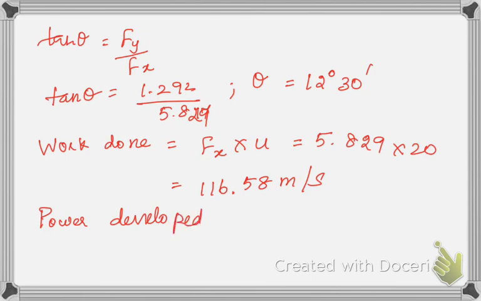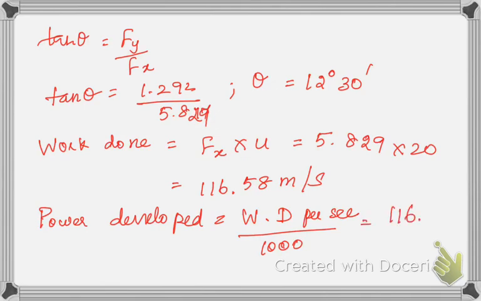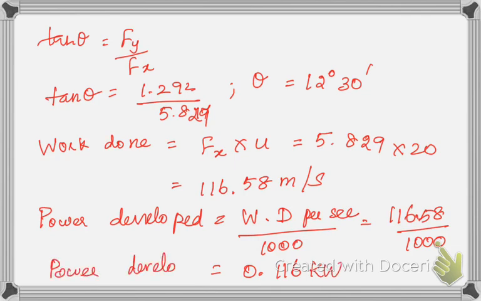So power developed is nothing but work done per second. Since we have to convert it to kilowatt, we divide by 1000. So this is 116.58 divided by 1000, and this 1000 value is for converting it into kilowatt. So 0.116 kilowatt. So this is my power developed.